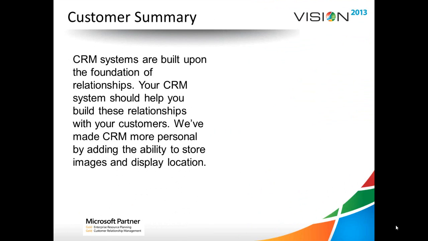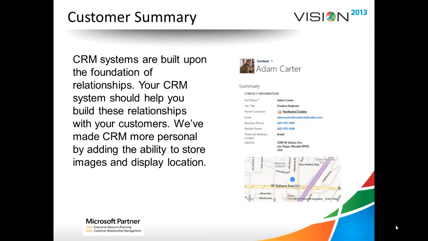The idea is that everything in CRM is built around relationships. Your CRM system should help you build and nurture those relationships with the prospects and customers. We've made CRM more personal by adding ability to store images and display location. So, as we can see here on the contact record, we have the picture of Adam Carter, and based on the address, there is a map that shows us exactly where he's located.